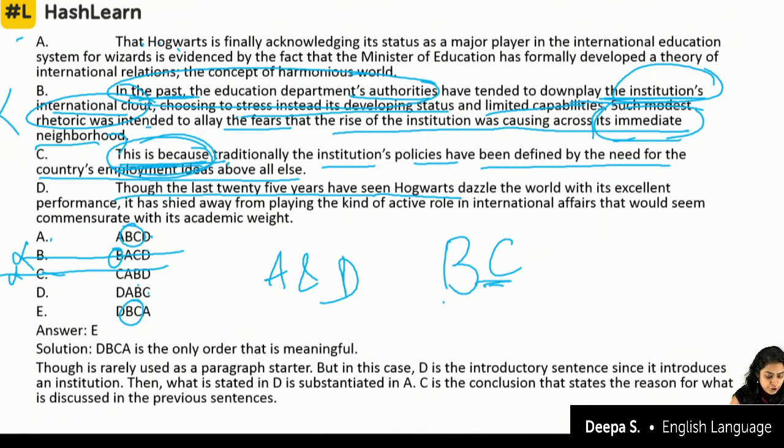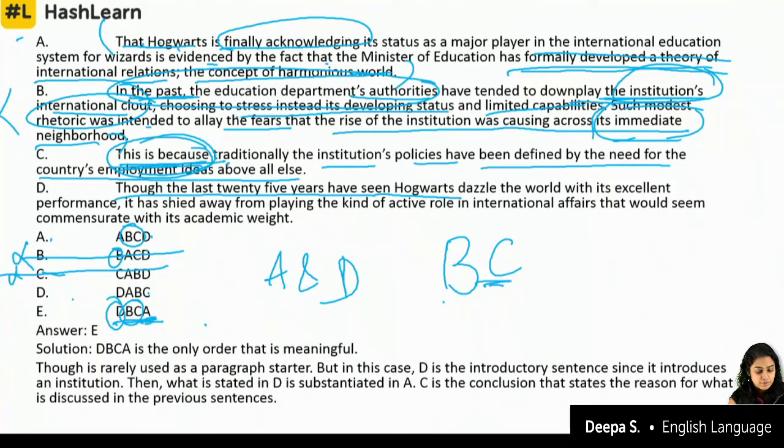Now look at the introduction and the conclusion statement. A is a very good conclusion statement because it ends with, look at this, that it is finally acknowledging its status. That is a very good indicator for a concluding sentence. In the international blah blah blah, evidenced by the fact that it has formally developed a theory of international relations, the concept of a harmonious world. So this is a very good conclusion statement. So BCA makes sense. D has to be the introductory statement.